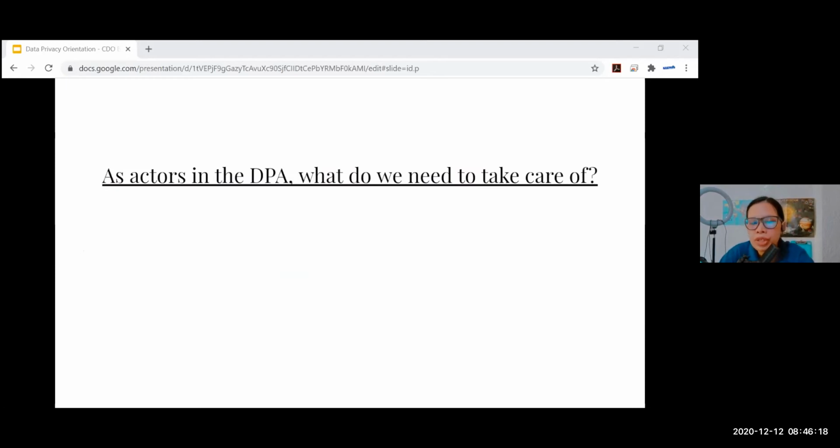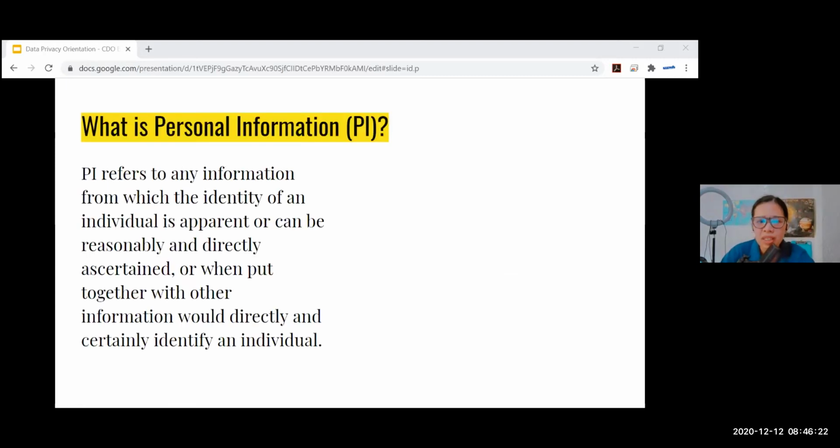As actors in the DPA, what do we need to take care of? We need to take care of personal data, personal information. This is defined as any information from which the identity of an individual is apparent or can reasonably and directly be ascertained, or when put together with other information would directly and certainly identify an individual. Now, you might wonder, okay, that's a PI, that's fine. Why are we highlighting this here?